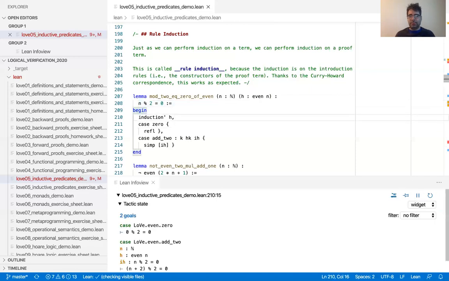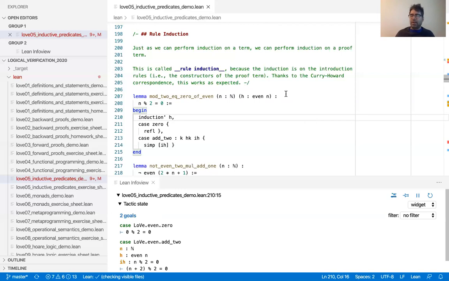And then we do the proof by induction. We do the induction on h, right? Because what is h? H can be seen as a proof that n is even, or a proof term. So we're going to do an analysis on that proof term and see which of the two constructors of the proof term were used, because even had two cases, the 0 case or add 2.